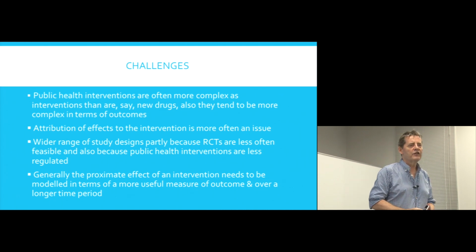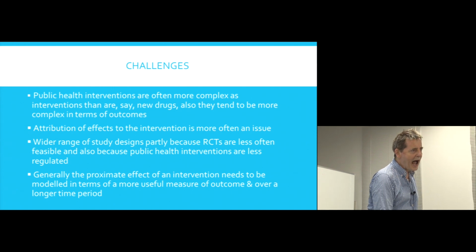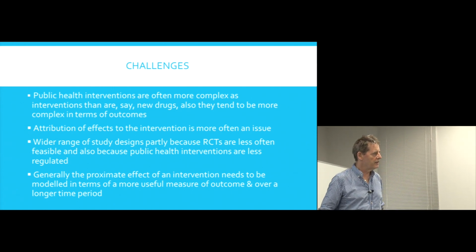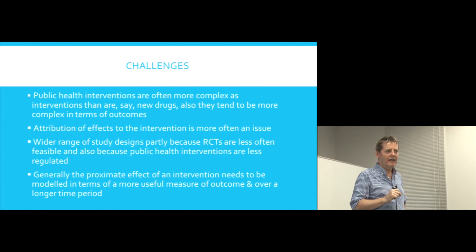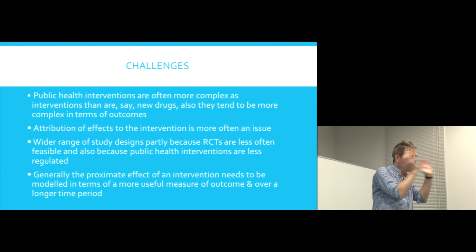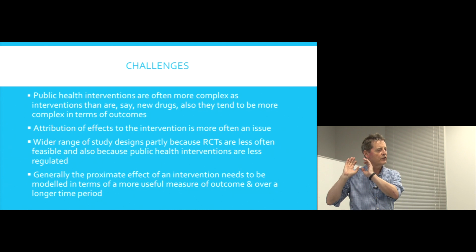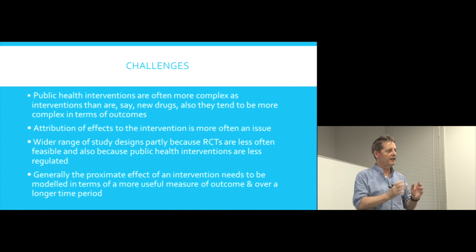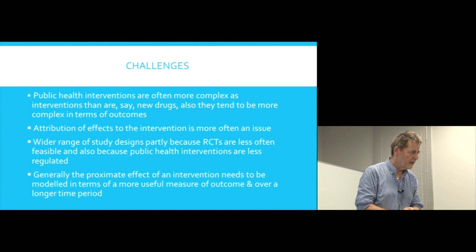Second observation to make is that with public health interventions, attribution is probably more of an issue. In other words, the extent to which we can say these effects we observed are because of the intervention. They result from the intervention. We can attribute the effects to the intervention. That is harder to do quite often in the public health field.